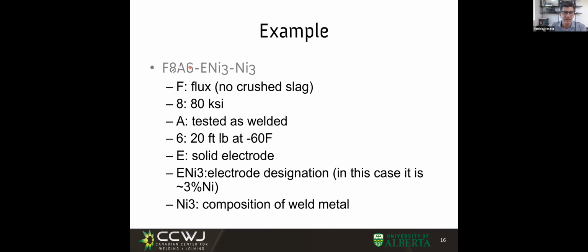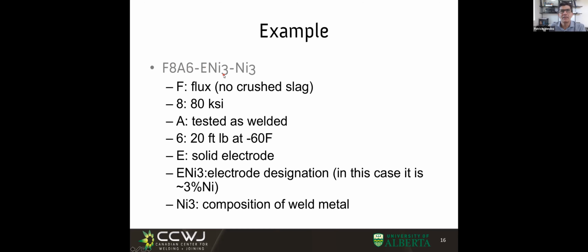The 6 means that this weld should meet a toughness of 20 foot-pound at minus 60 F. Yeah, which would be okay for most days in Edmonton, right? F8A6. Then E means, let's talk about the electrode, Ni3.